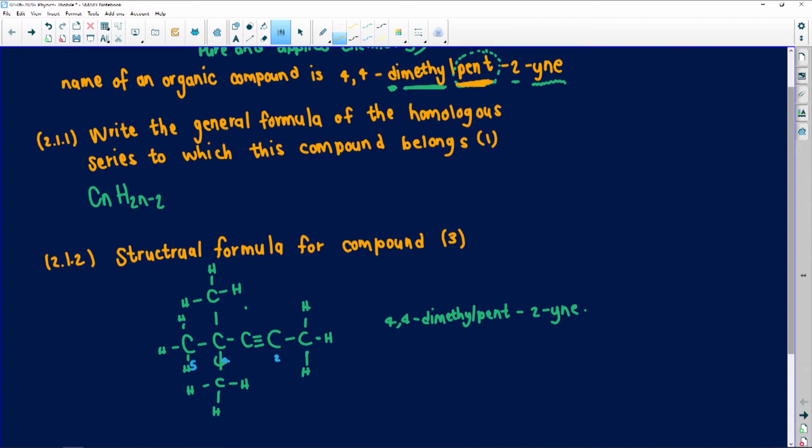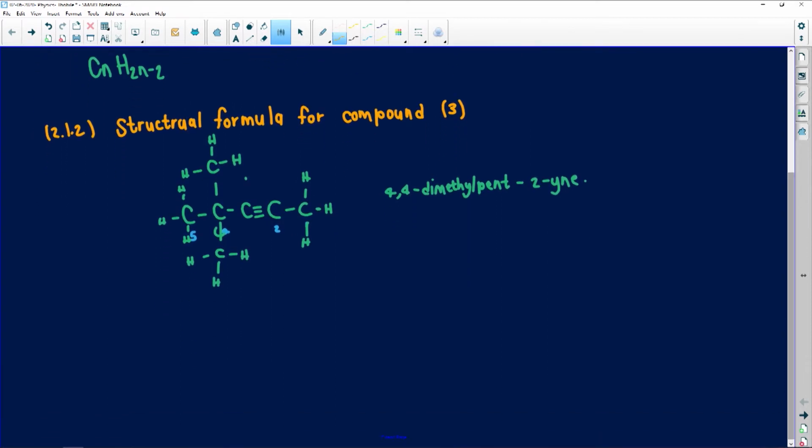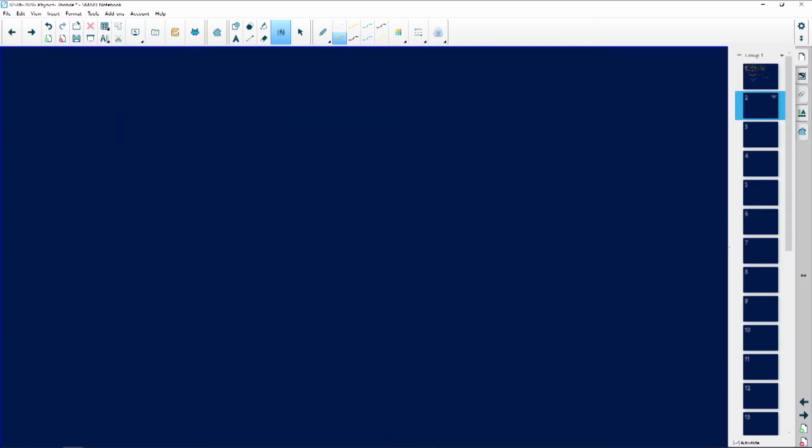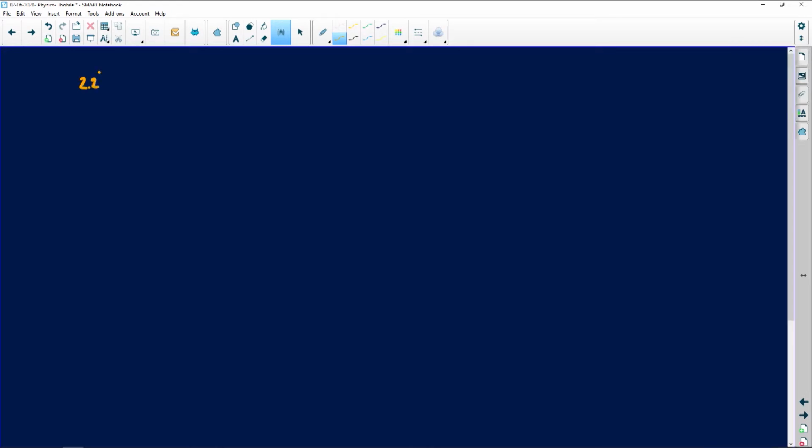Okay, let's do another question. Let me see if I have space for this one. Let's go to another slide. So now the second question says, so this is 2.2. It says the organic molecule, the organic compound below, it has 1 positional.